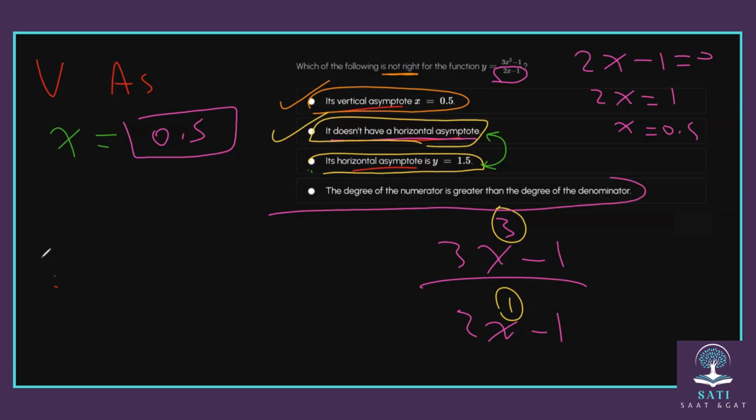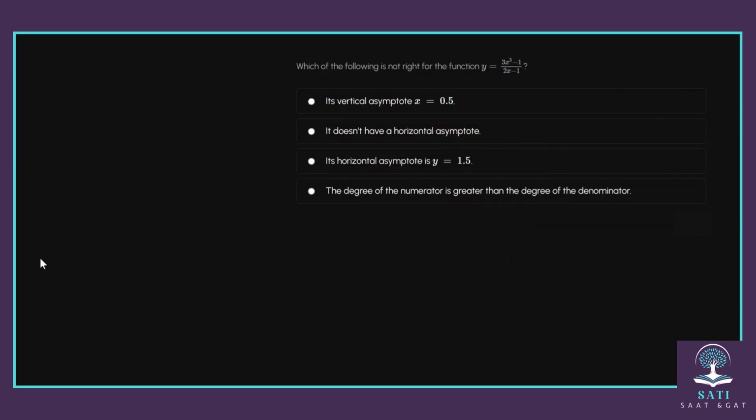for understanding, not on the test, but on the test. Here, the degree of the numerator is greater than the degree of the denominator. The degree is the highest power of the numerator. What is the highest power of the numerator? It is 3. Is it greater than the highest power of the denominator? Yes. So that means this is right. So that means I choose this one, which is wrong, because they are asking about which one is not right. So this one, which is C, is not right. I'm going to choose this one as the answer.